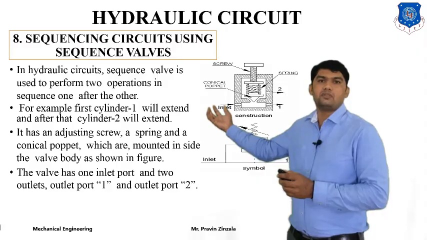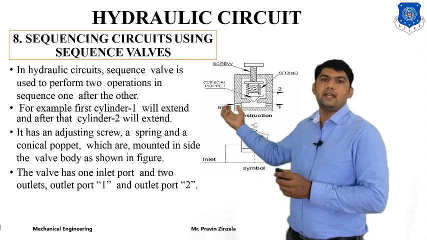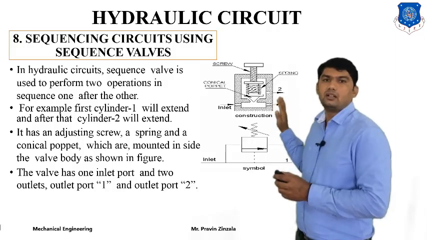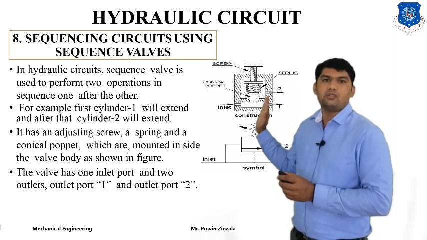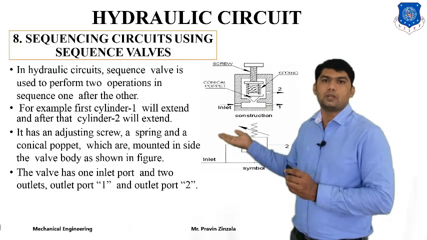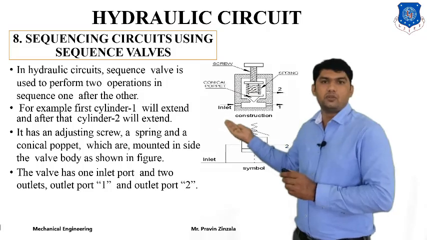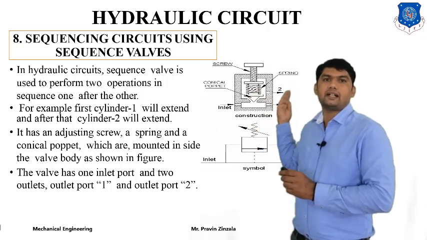So what happens? Whenever we supply pressurized fluid to the inlet, it will be directly passed to the first port. Whenever one cylinder extends, it will create back pressure. So what happens? This spool will be shifted up, and the inlet fluid will be directly connected to the second port.